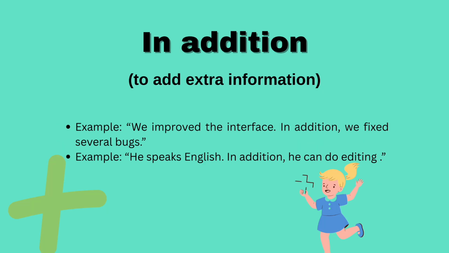Next word, in addition, to add extra information. For example, we improved the interface. In addition, we fixed several bugs. Here you are giving information that we already improved the interface and we also fixed some extra bugs. Another example, she speaks English. In addition, she can code in Java. So coding in Java is extra information about her.